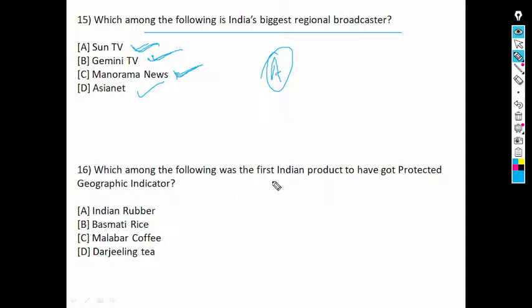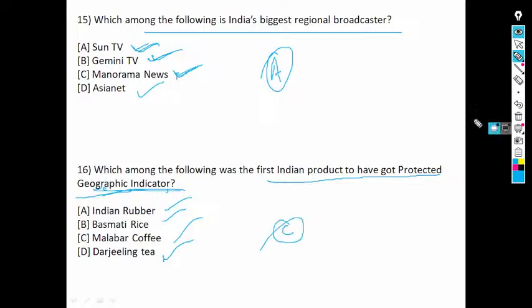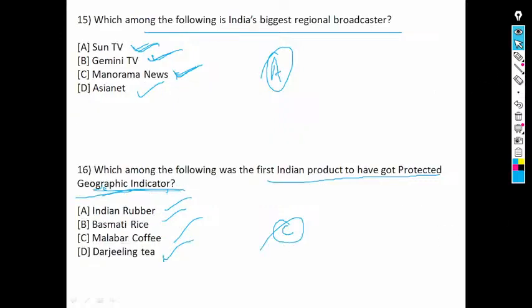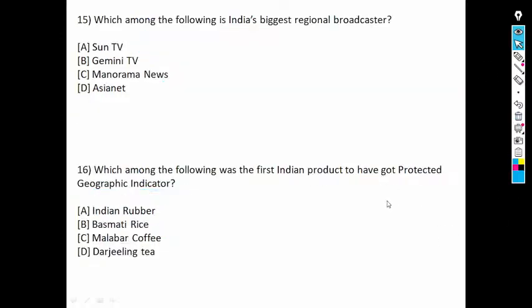Which one of the following was the first Indian product to have got a protected geographical indicator? Indian rubber, basmati rice, Malabar coffee, and Darjeeling tea. It is, I'm sorry, it is your Darjeeling tea. D for Delhi. Darjeeling tea.